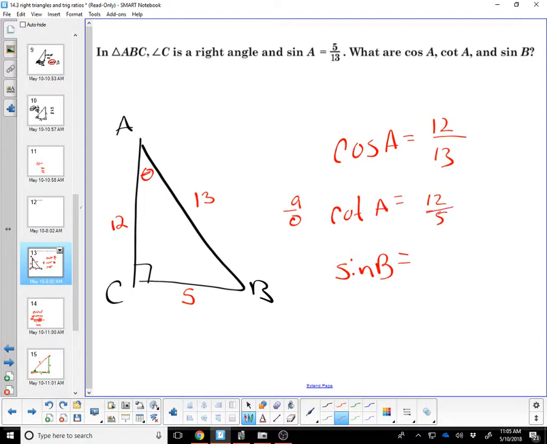Now, what about sine B? Opposite over hypotenuse. 5 over 13. So 5 over 13 is not correct. 12 over 13. Hold on. Tell me why.